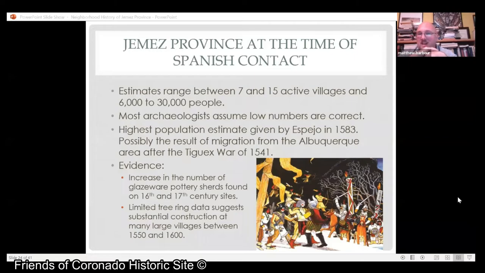The first big thing is we see an increase in glazeware pottery sherds found on 16th and 17th century sites. And we have limited tree ring data for a lot of archaeological sites in the Jemez Mountains, but almost all of them suggest substantial construction episodes from about 1550 to 1600, which unsurprisingly kind of matches very well with that Tigue War. So populations booming in the Jemez Mountains at the time of these explorations and at the time of colonization.